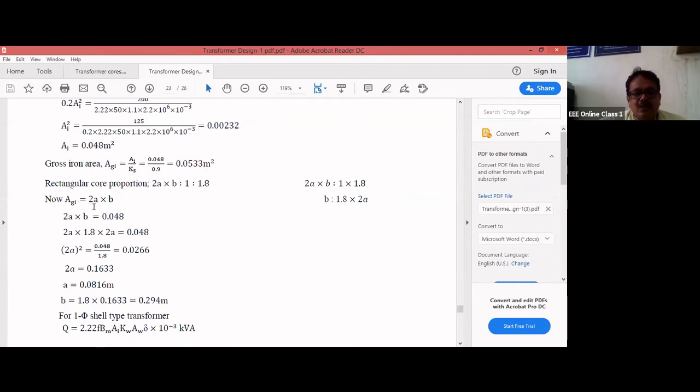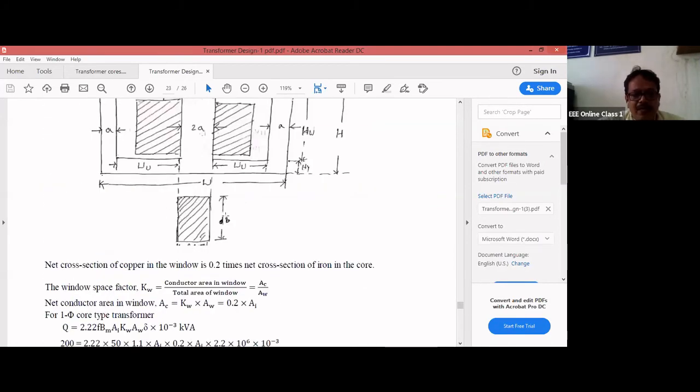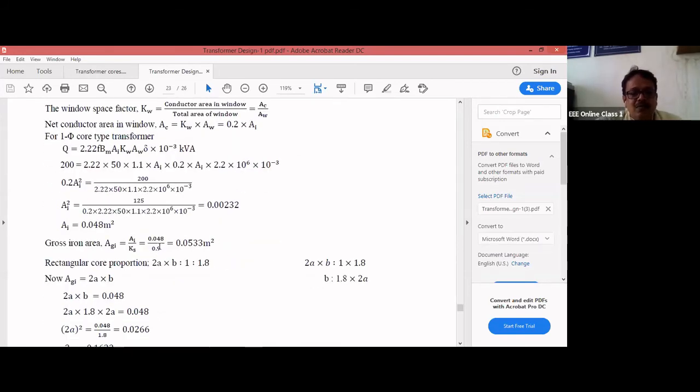AGI is equal to what now? 2a into b, nothing but your gross core area. Gross core area means along with the iron part, we have some insulation because we divided by 0.9. This 10% is nothing but for insulation. If you compare these two, this is meter square. Net iron area is 0.048, and gross core area is 0.533. Definitely it is more because in gross core area, along with the iron part, we have an insulation for each stamping.